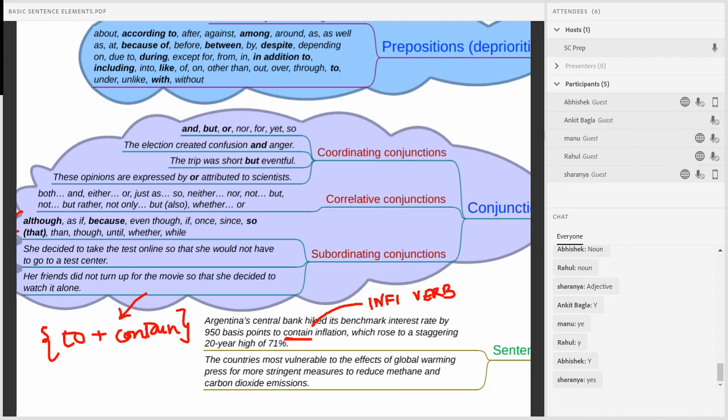All right. Your next word is staggering.